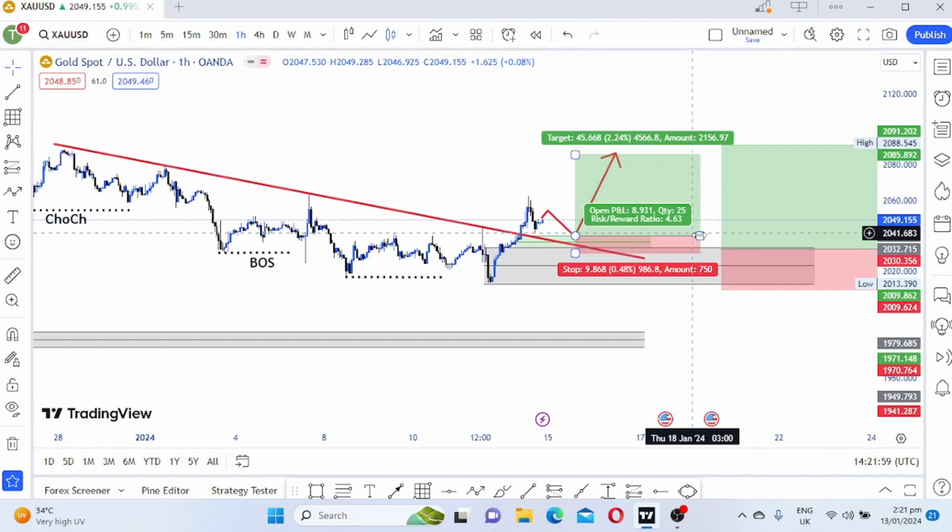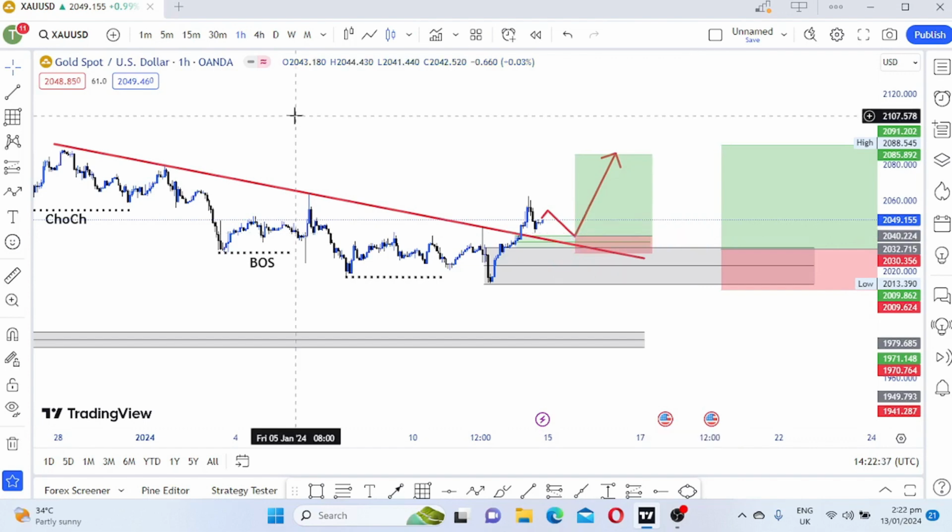I mostly trade gold. Most of the people in my free Telegram group say that I mostly focus on gold, so I only trade gold most of the time. But I also add USD JPY, Euro USD, and GBP USD. Those are my main 3 pairs that I usually trade. So that's my view on gold, guys.